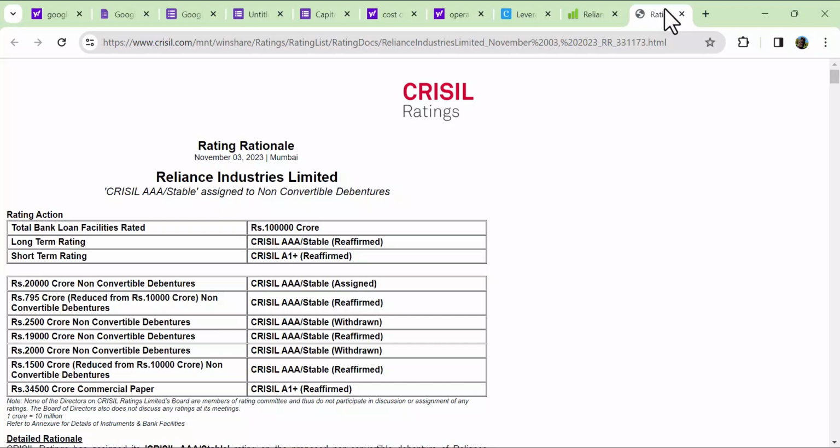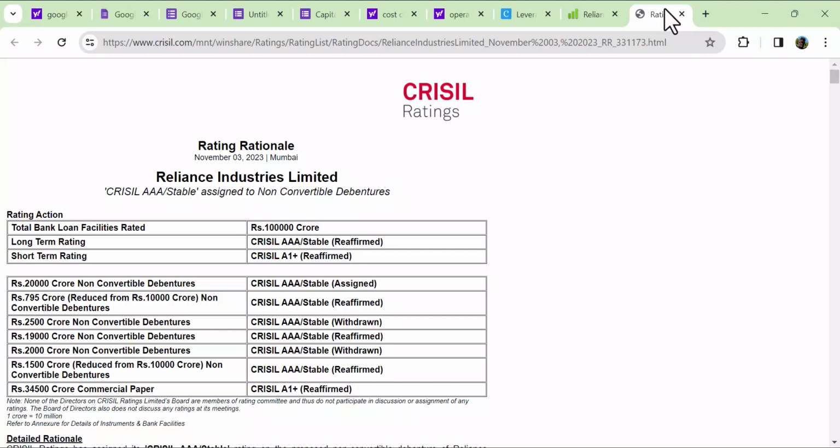Because when it goes to the bank, it has to say that I have got AAA rating. So banks are assured about the money, they are assured about the interest and the principal. Recently, they have taken a bank loan facility of 1 lakh crore, where the agency has given a rating of AAA, which has been stable and reaffirmed. That means it was already an AAA company, so they reaffirmed the rating. The company is still an AAA company.